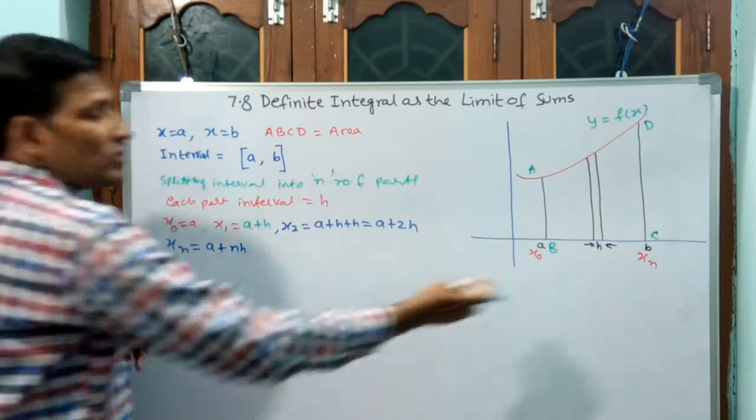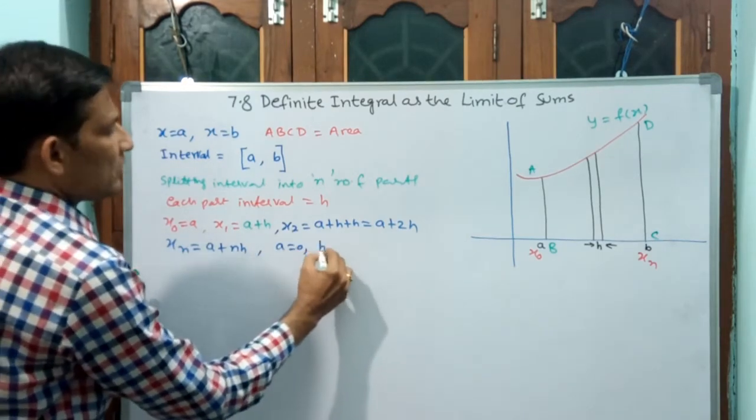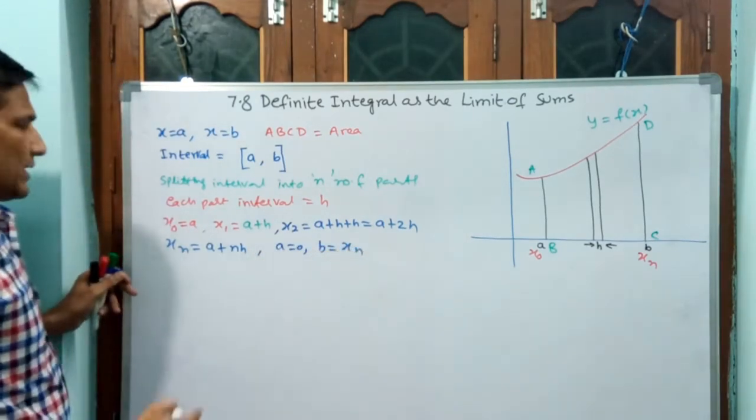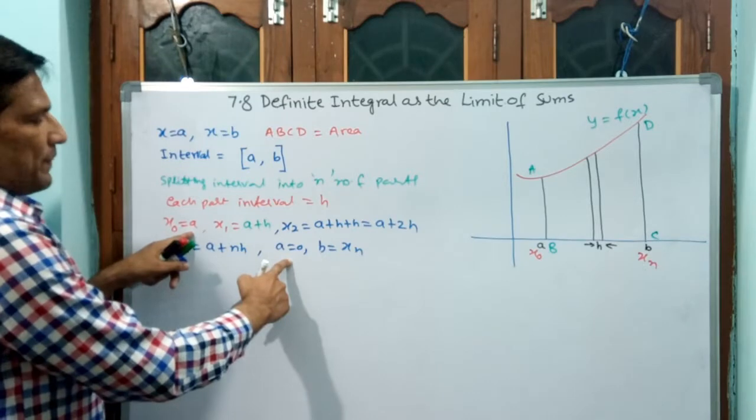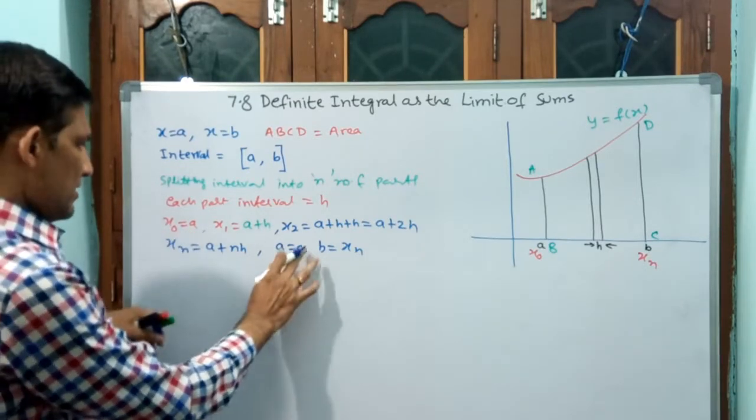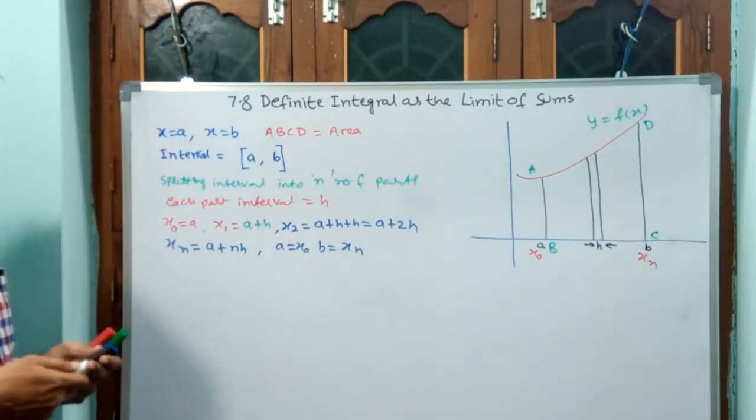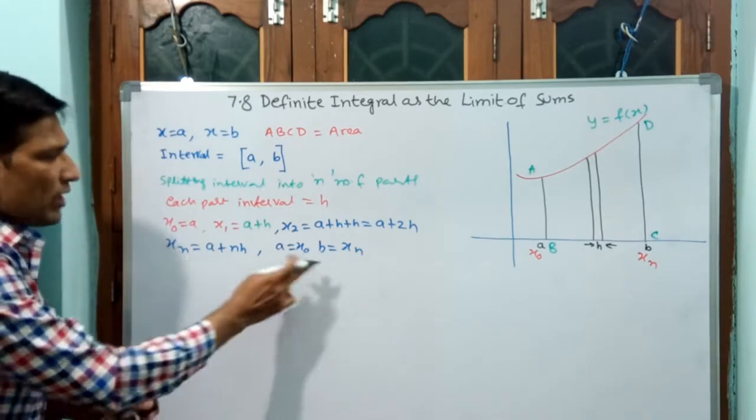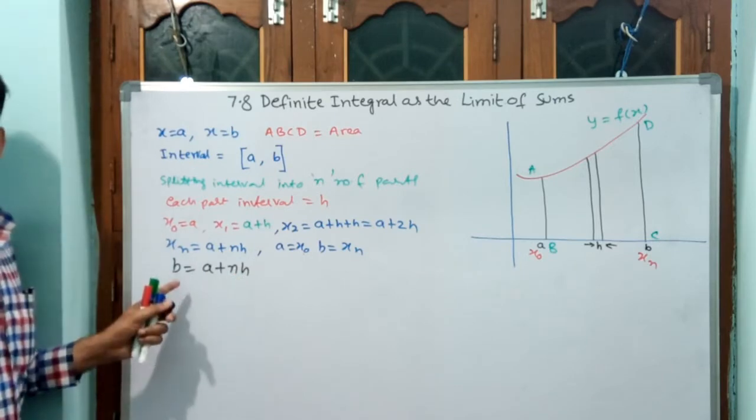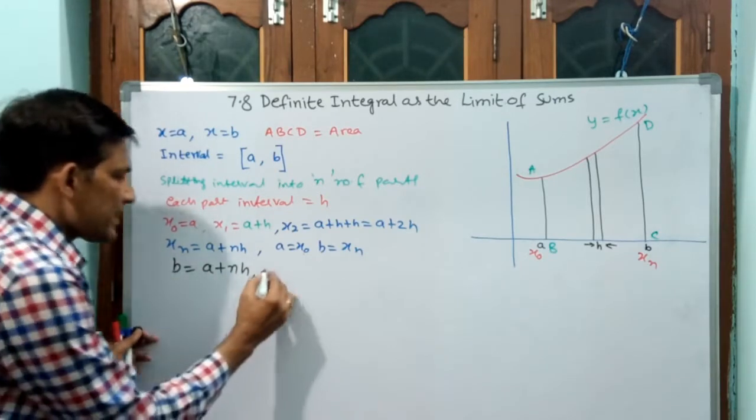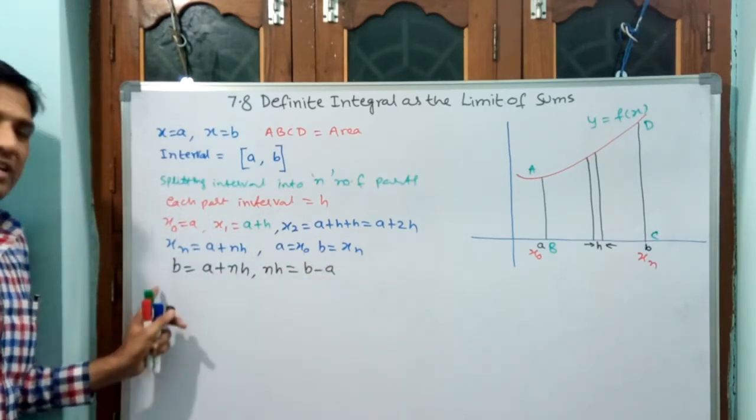Okay, but we know that a is equal to x0, and also b is equal to xn. Then x0 is equal to a. See what is logic here. Xn you also can write as b. Then b is equal to a plus nh. Can I write like this? Definitely I can write. If this is the case, what about nh? B minus a. I am sending a this side, b minus a.